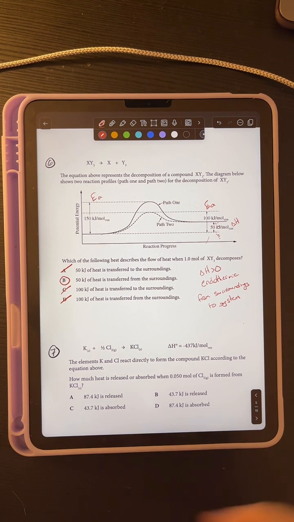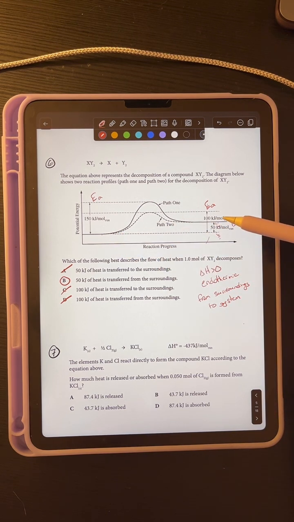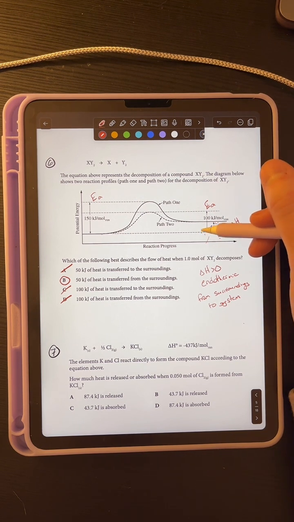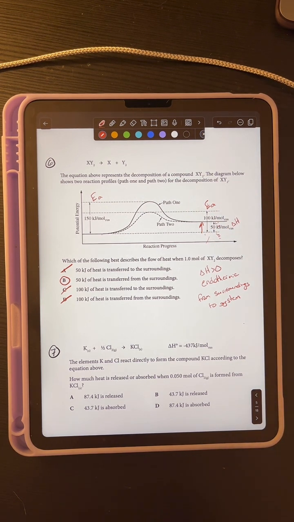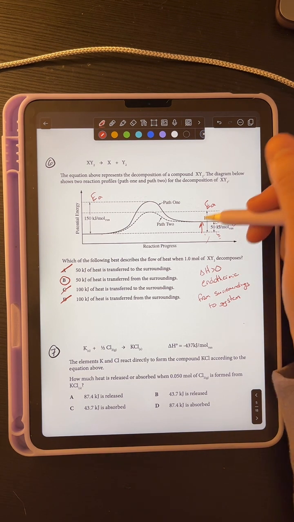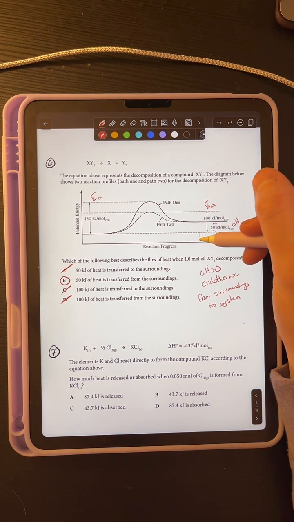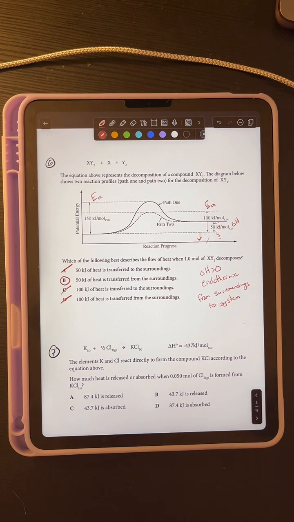Path 1 and path 2 in this particular question don't matter. It's only the starting and ending, because we just want to look at where that energy started and where it was going. If we increased, which we did here, we started and went up, then we were absorbing heat, we're endothermic. But if it was the opposite, if we actually decreased, it would go to the surroundings instead of from the surroundings.